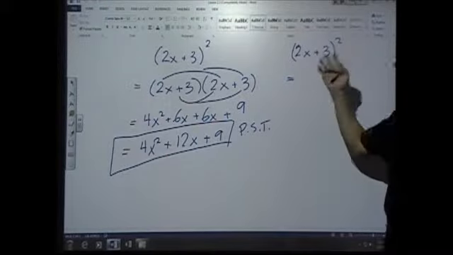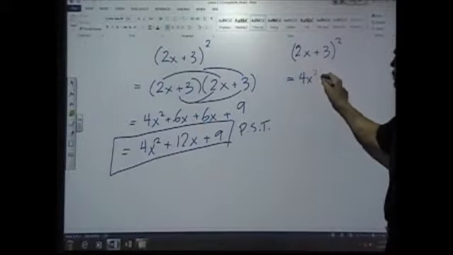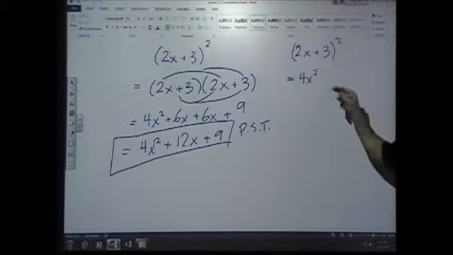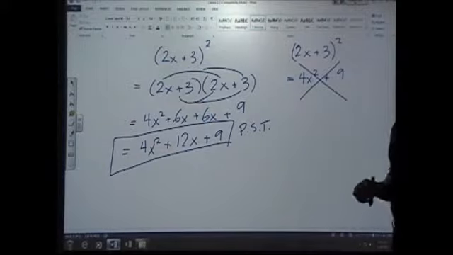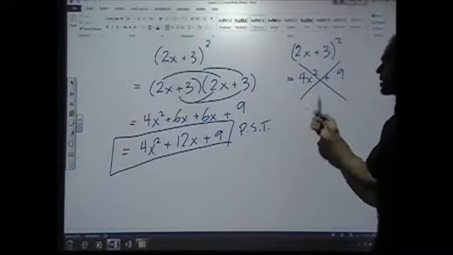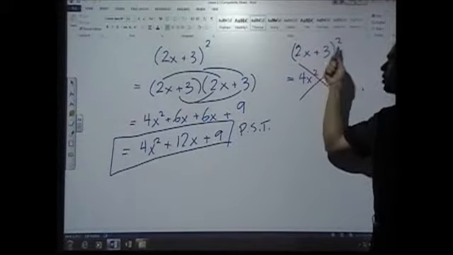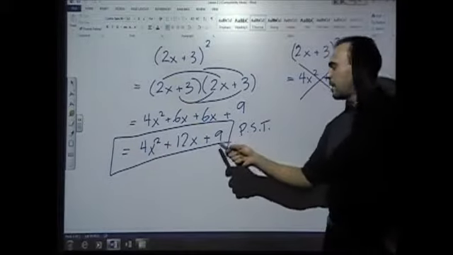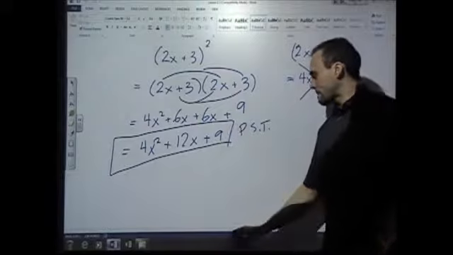Kids see this and they say, oh, I know how to square that. 2x squared is just 2x times itself, is 4x squared, and then 3 squared is 9. But that's wrong, absolutely wrong. And I will guarantee you still people will think this is right somewhere on their test. Please do not do this. You should always understand a binomial squared always ends up in a perfect square trinomial, which is 3 terms.